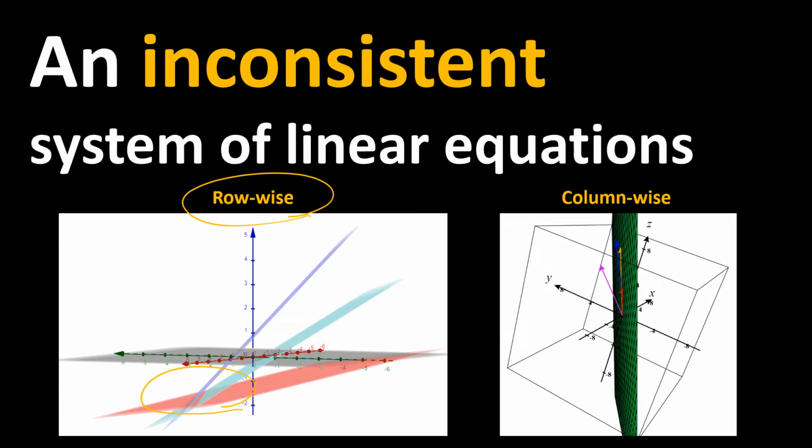Second, you'll learn that the Columnwise interpretation of an inconsistent system means coefficient vectors are linearly dependent and are on the same line or hyperplane. However, the constant vector of the system is not on the same line or hyperplane.